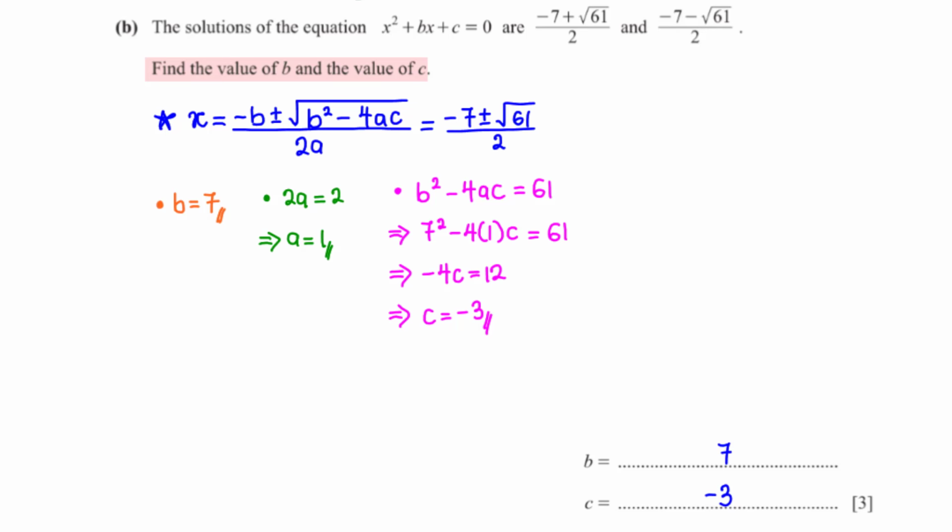For the denominator, 2a must be equal to 2, and so a equals 1. b squared minus 4ac must be equal to 61. When we substitute the values of b and a into the equation, this is what we get. When we simplify the equation and make c the subject, we get negative 3. And so the values of b and c are 7 and negative 3.